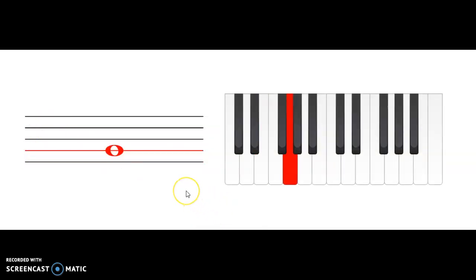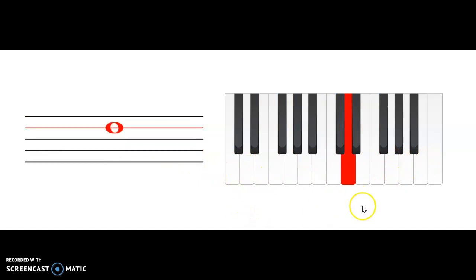Now each one of these spaces and lines refer to a key on the piano. They also refer to a pitch in our voice, what pitch we need to sing, or if you play the guitar, what fret it is. If you play another instrument, it'll determine where you place your finger, what keys you hold down, or what string you're playing, that kind of thing. So each one of these lines and spaces refer to a key on a musical instrument.